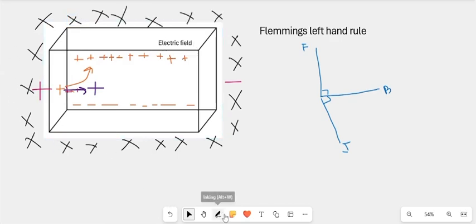Now we have to determine which one it's going to choose. And how do we do that?